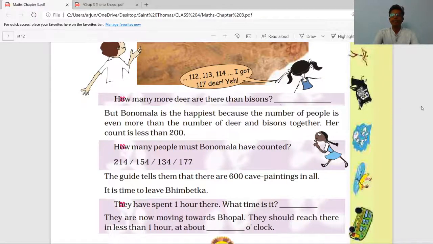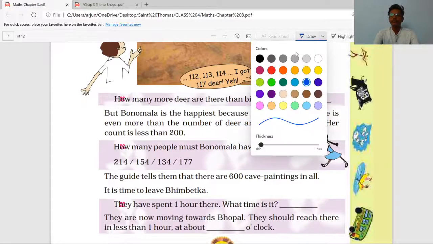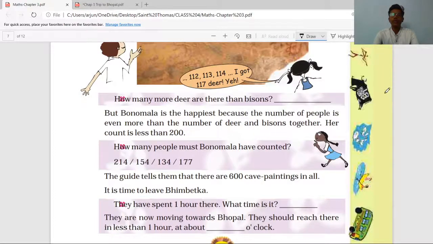Moving further, Bonomala is the happiest because the number of people is even more than the number of deer and bison together. Her count is less than 200. So firstly, you have to add the number of deers plus the number of bisons. How many? 37.